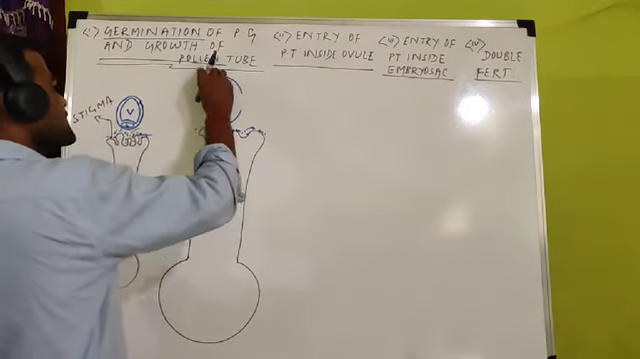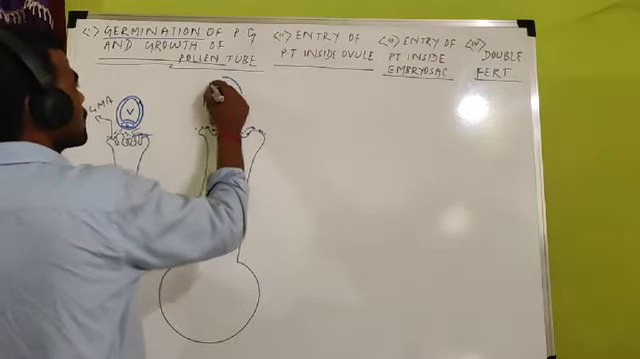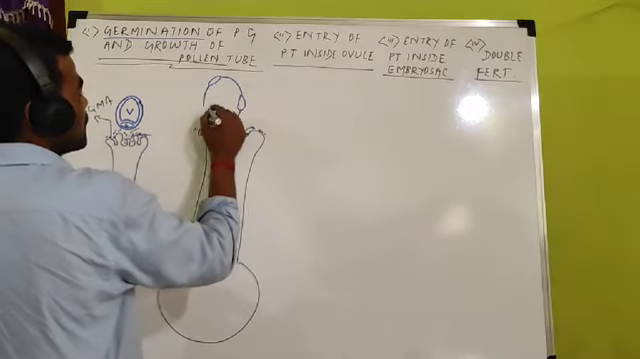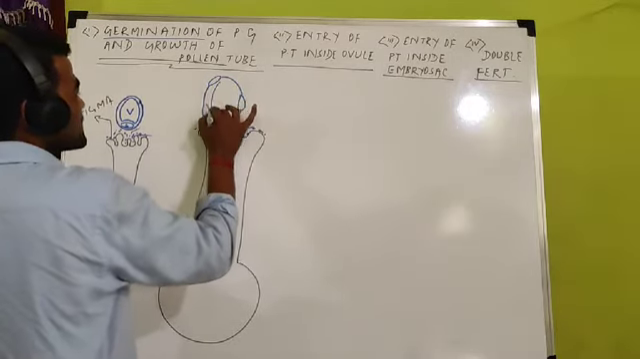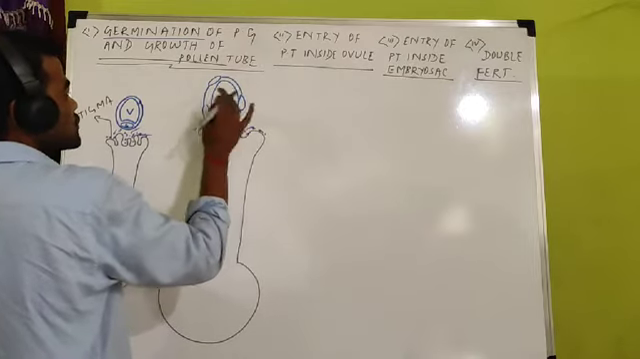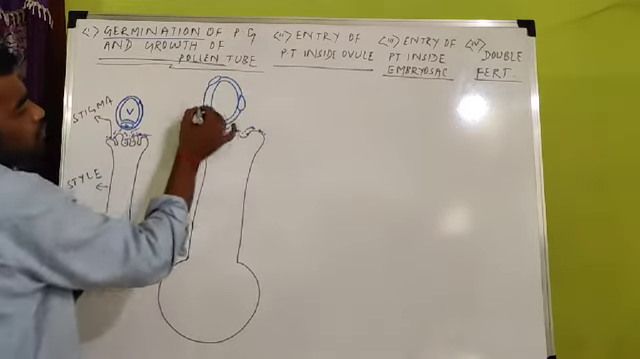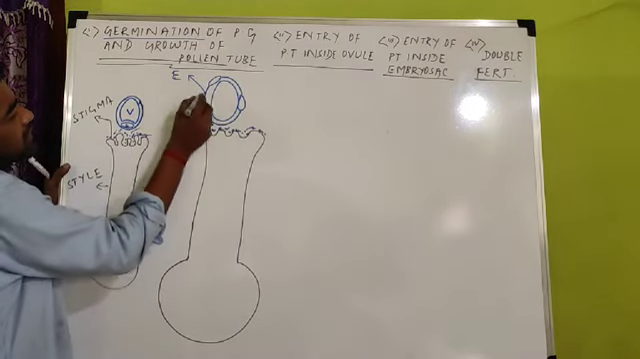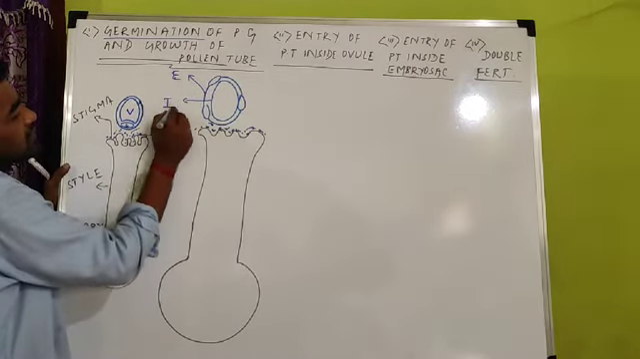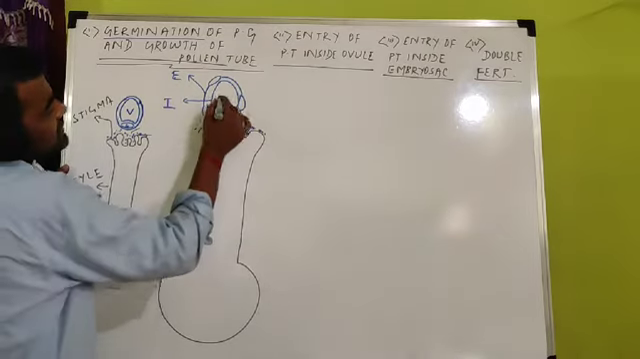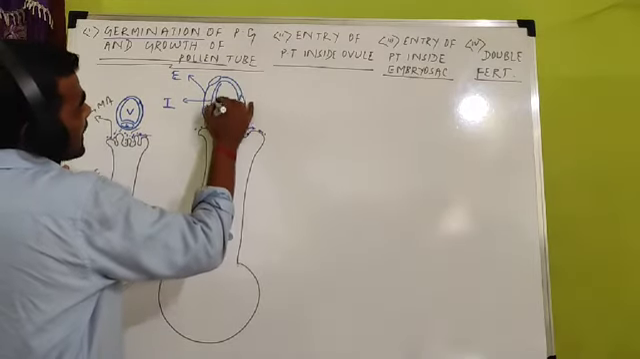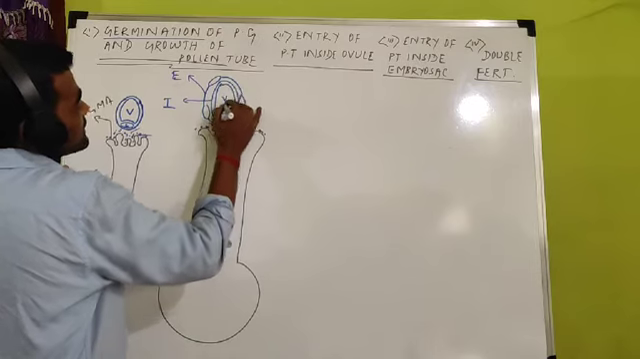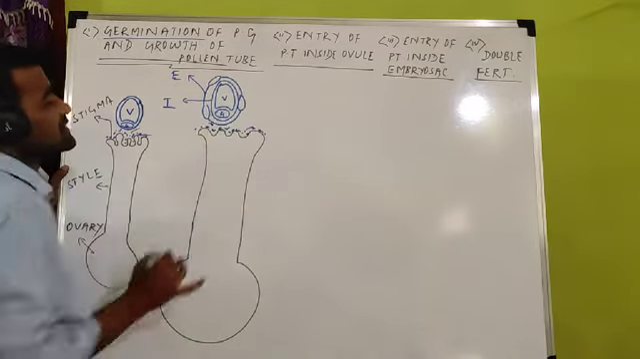And exine possesses small pores known as germ pores. These are the germ pores. The exine layer possesses germ pores. You can see easily, these are the germ pores. And this is exine, the outer covering of the pollen grain. The inner covering of the pollen grain is intine. And inside this intine, there are two cells. The large cell is known as the vegetative cell. The small cell is known as the generative cell.